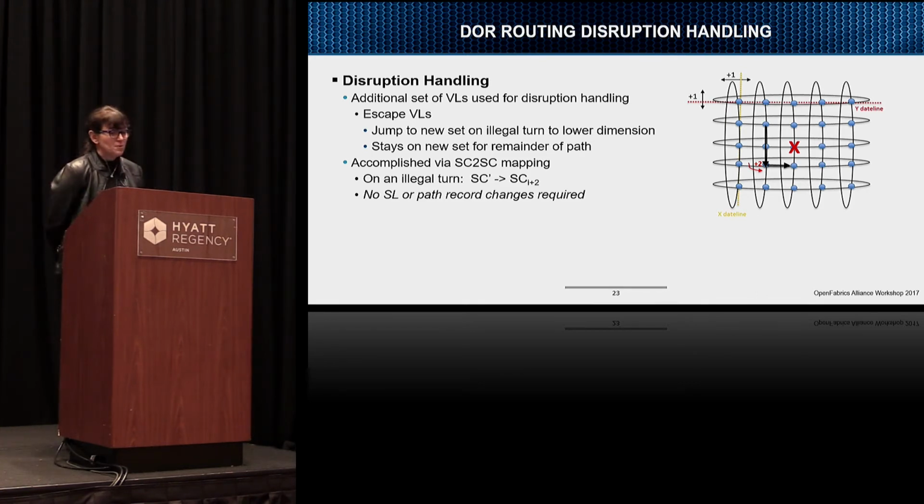So how is this accomplished? Todd had mentioned in a prior discussion our concept of SC to SC. We've abstracted the SL to VL transitioning through something called the service channel, and we use the service channel transitioning for this. With this mechanism, in the face of disruption, there's no SL change, and there's no need to query for any different path record changes.